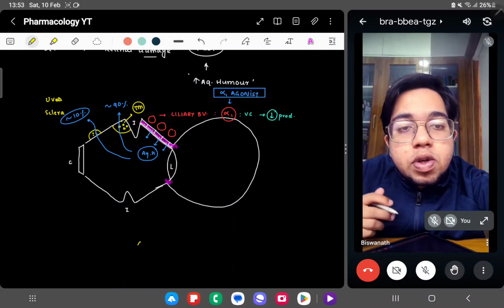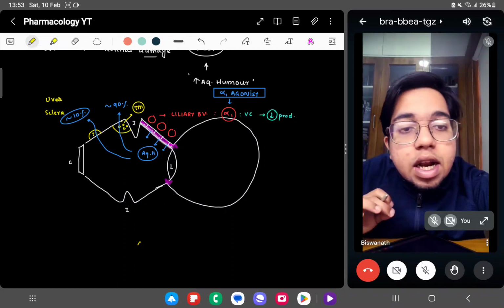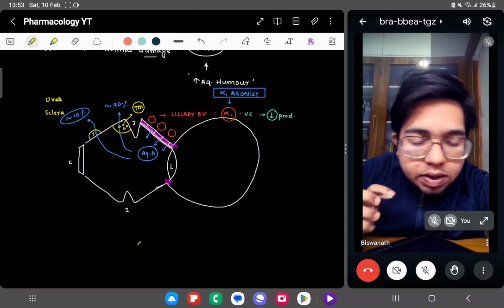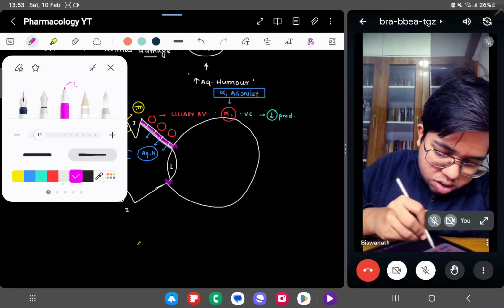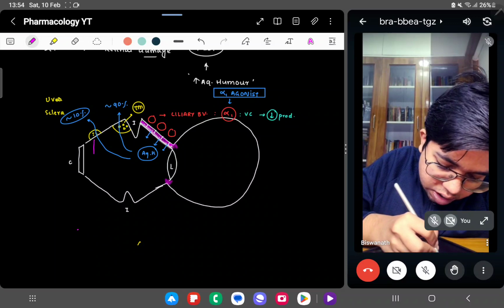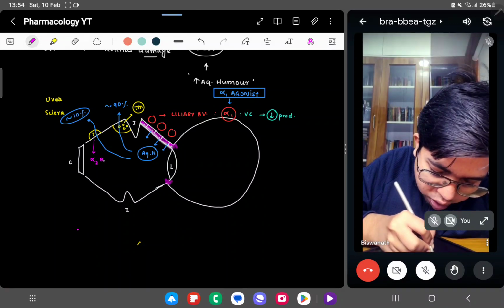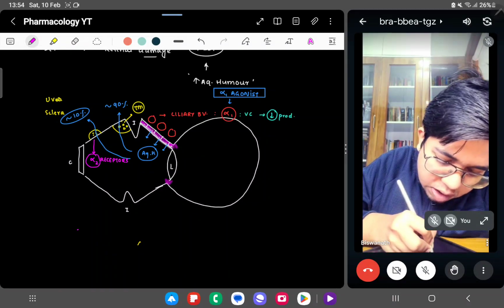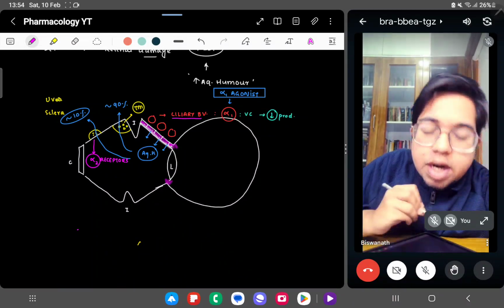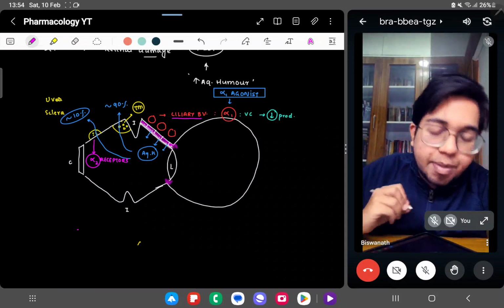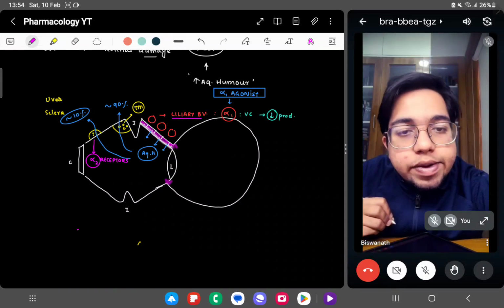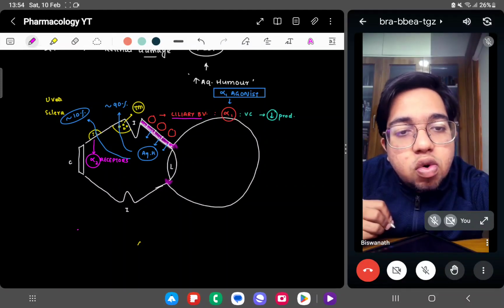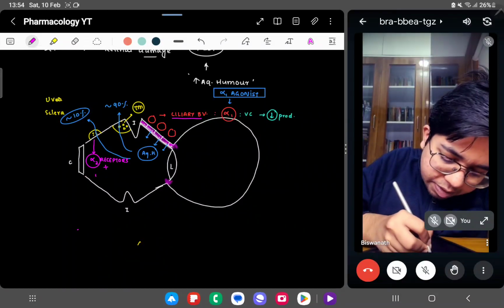Here in the uveoscleral outflow region, we have something called the alpha 2 receptors. Here we have some alpha 2 receptors. In the ciliary blood vessels, we had alpha 1, and here we have the alpha 2 receptors, as well as the PGF, prostaglandin F2 alpha receptors, PGF2 receptors.